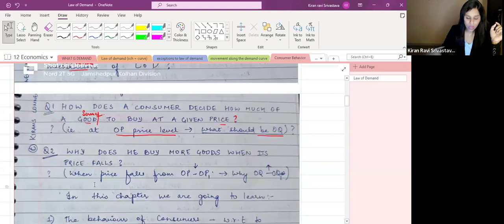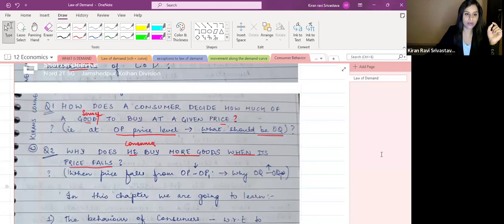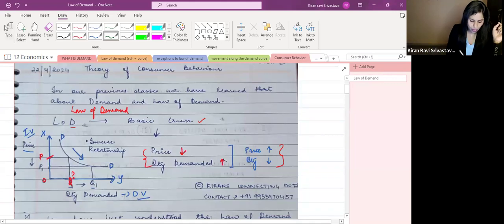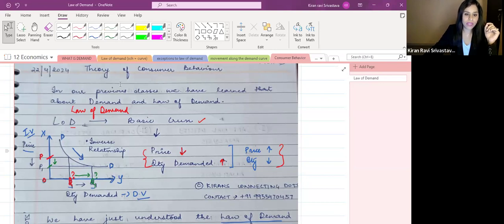The second question is why the consumer buys more goods when its price falls. This is the second part of the law of demand. On the curve, when the price falls from P to P1, why does the consumer increase quantity from Q to Q1? This is the second question, and this is today's agenda: why these two things happen in economics.